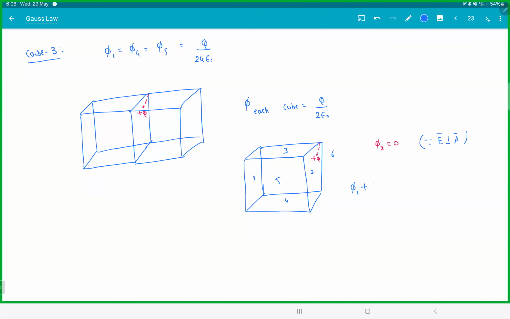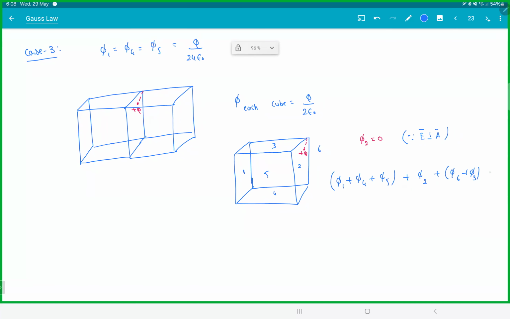So flux 1, flux 4, flux 5, plus flux 2, plus the other 2 that are left out. Who is that? Flux 6 and flux 3. So this total flux should be q by 2 epsilon. These are q by 8 epsilon. This one is 0. So flux 6 and flux 3 both will be equal. 2 times flux will be q by 2 epsilon minus q by 8 epsilon. That would be 3q by 16 epsilon.